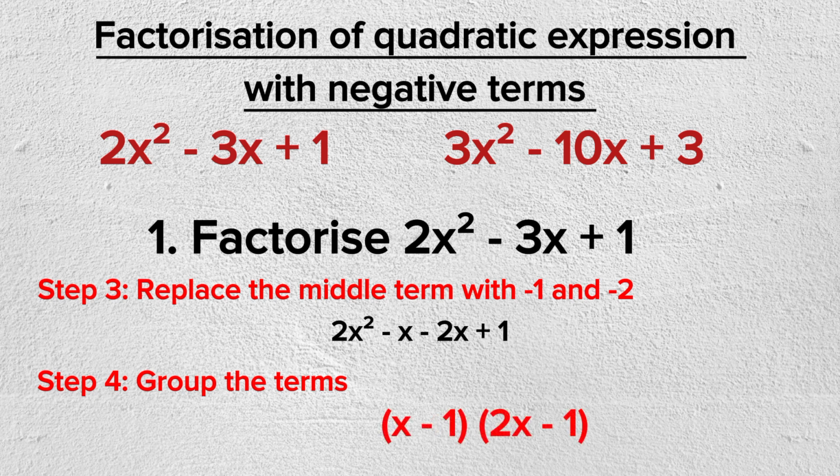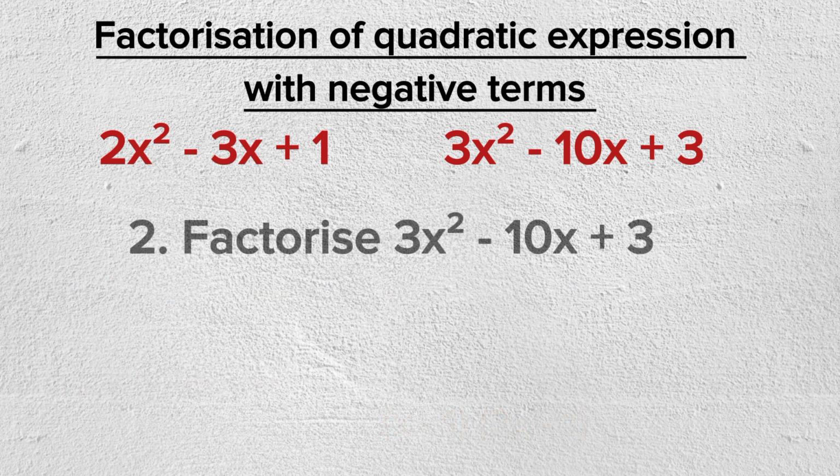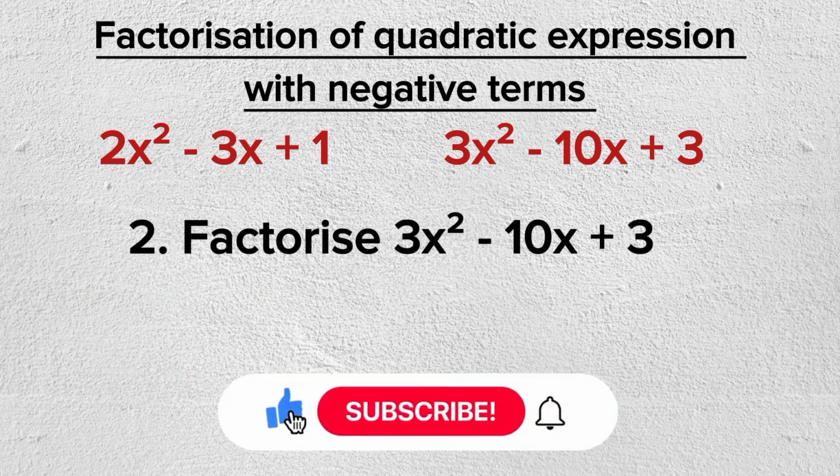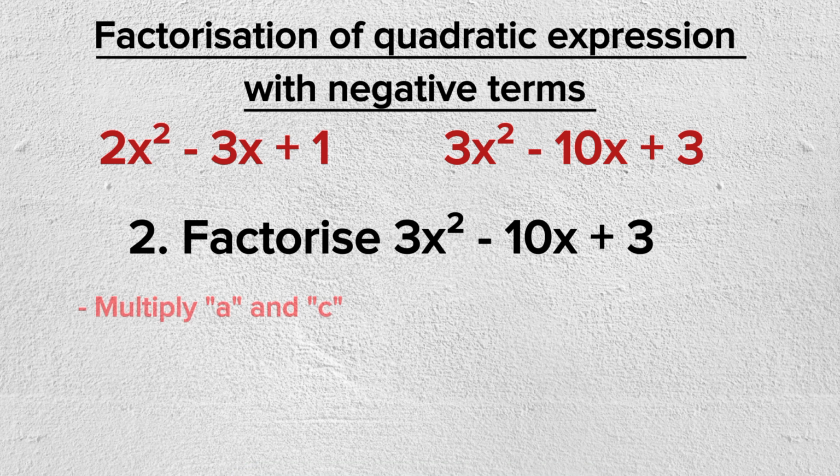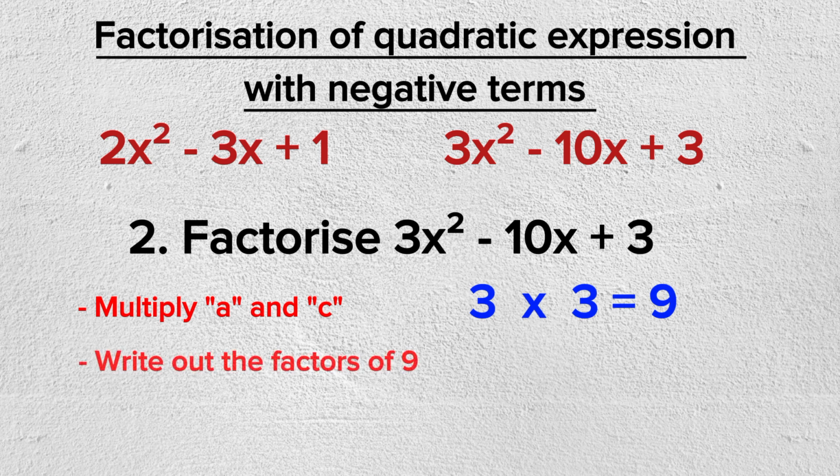Example 2. Factorize 3x squared minus 10x plus 3. A equals 3, b equals minus 10, and c equals 3. Multiply a and c. That is 3 times 3 equals 9. Find the pair of factors of 9 that will add up to give minus 10, which is the coefficient of the middle term. Factors of 9 are 1 and 9, 3 and 3.